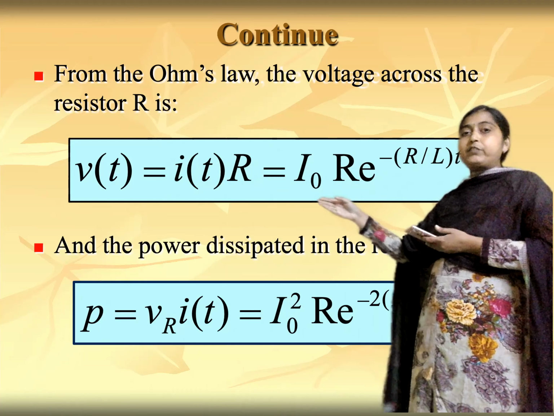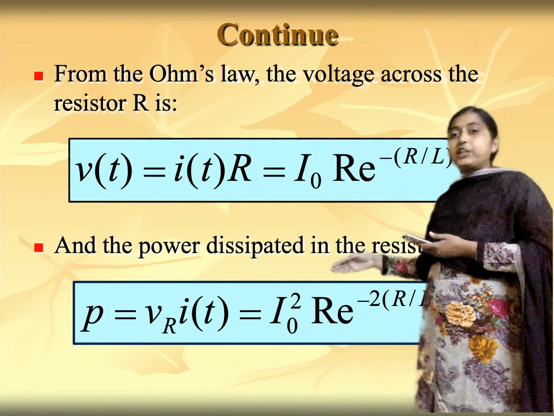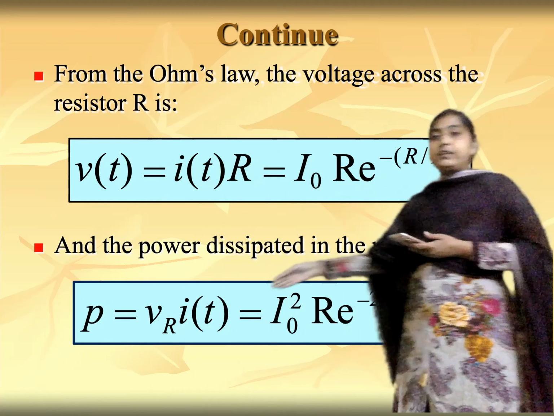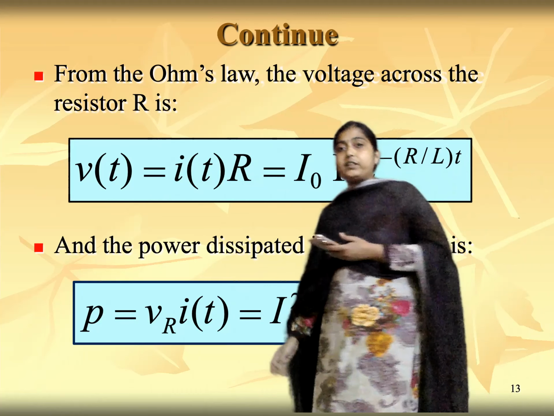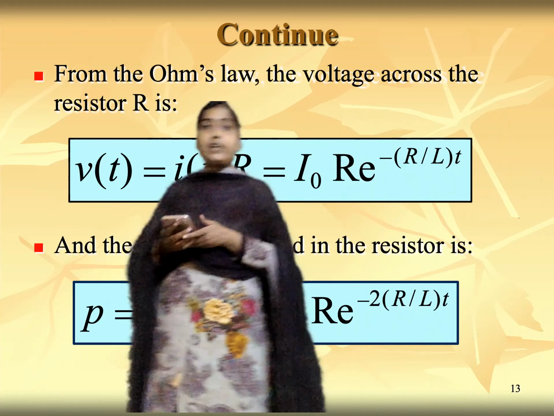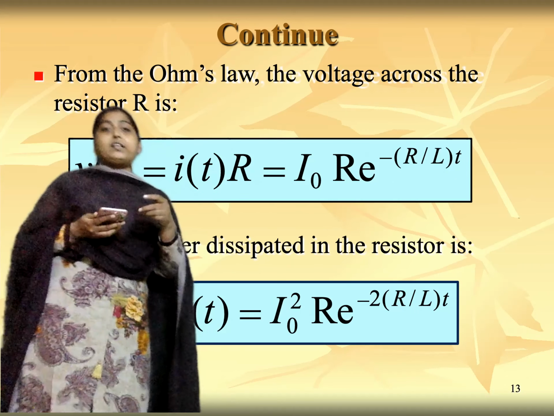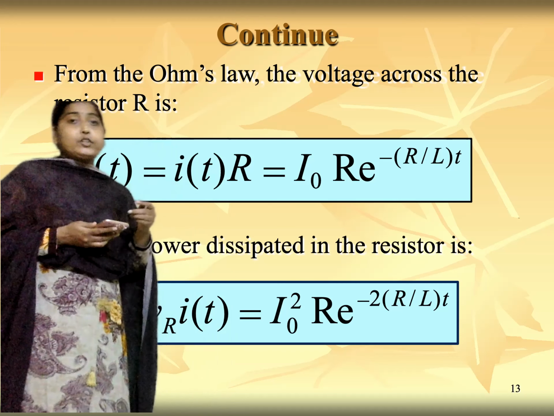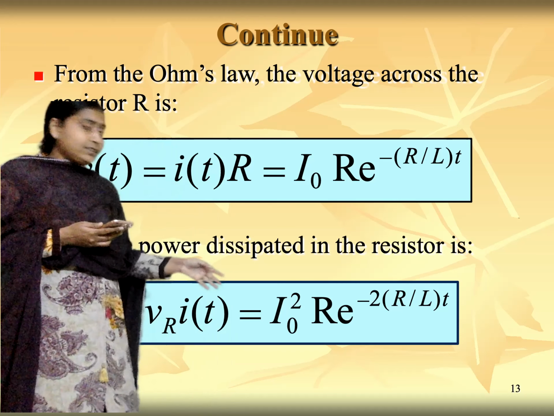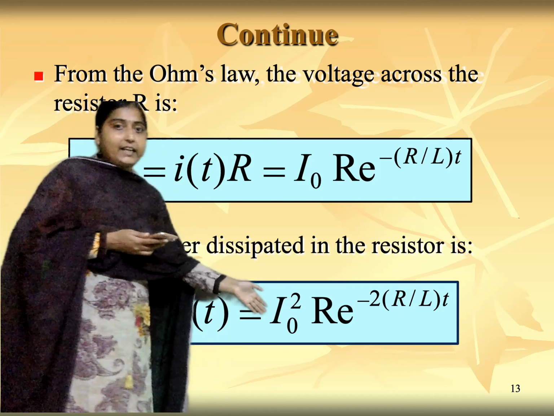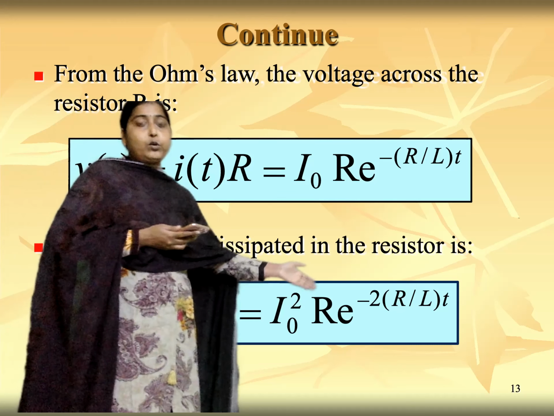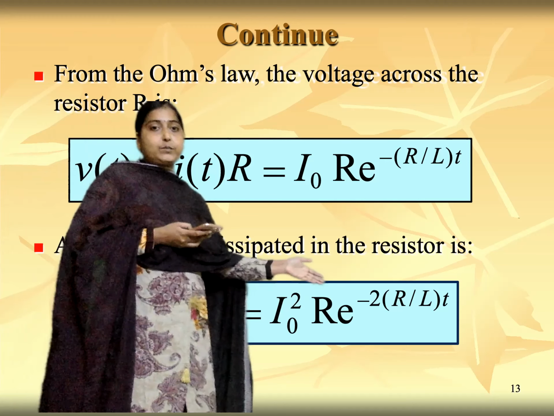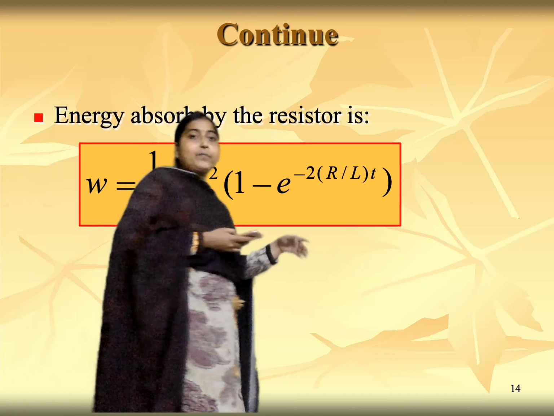Now, the power being dissipated in the circuit resistor can be written as P is equal to V_R into I of t, as we know that the power is only dissipated across the resistor because the inductor and capacitors are storage devices. Hence, substituting that, we get I naught square into R into e to the power minus 2 R by L into t. Substituting and then simplifying the expression.